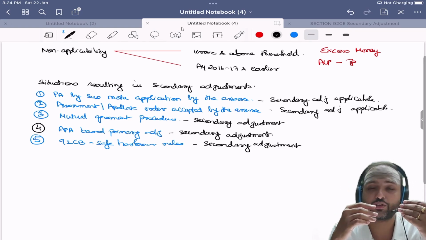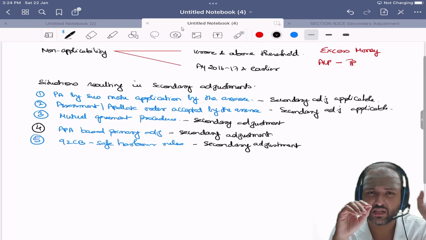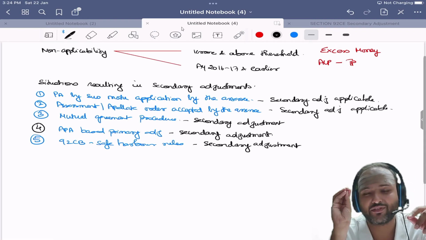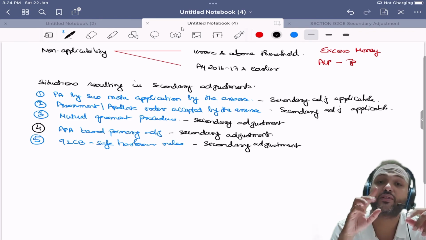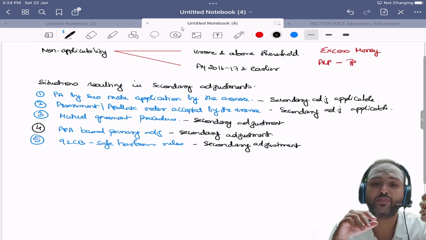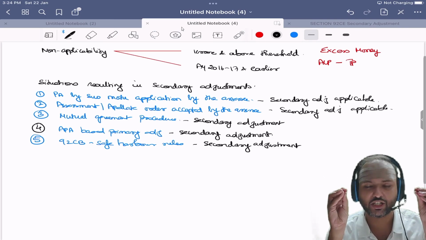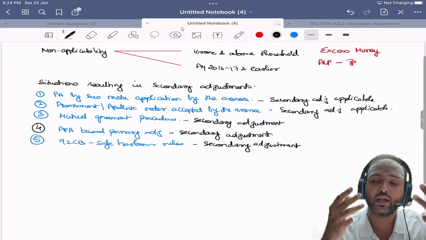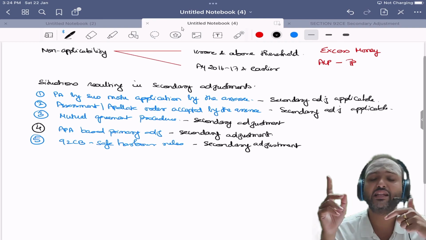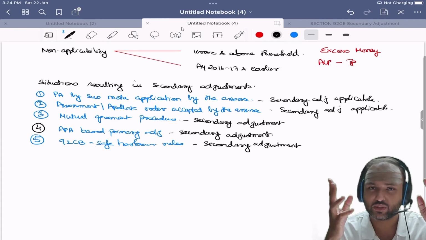There are 5 scenarios where we will have to go ahead and apply the secondary adjustment. So what are the 5 scenarios? Scenario number 1, suo motu primary adjustment incorporated by the assessee himself in the return of income. Then that primary adjustment will get translated into secondary adjustment. 2, any assessment order or appellate order which is passed and accepted by the assessee will get transformed into a secondary adjustment. Third, where a mutual agreement procedure is entered into and the resolution is passed, then any primary adjustment in that regard will get translated into secondary adjustment.